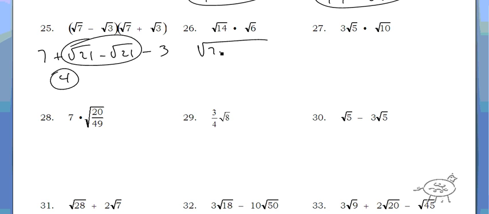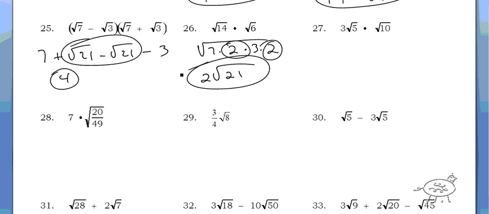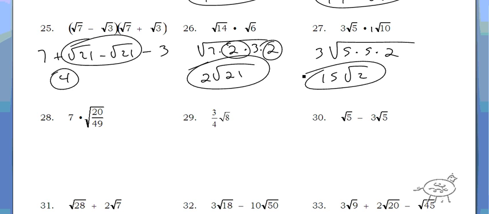14 is 7 times 2. Root 6 is 3 times 2. Pair of 2's comes out. So I have 2. 7 times 3 is 21. So 2 root 21. Okay, same thing here. I get a 3 on the outside because it's just 3 times 1. So it's 5, and 10 is 5 and 2. So I pull a 5 out, and I get 15 and a root 2 left over.